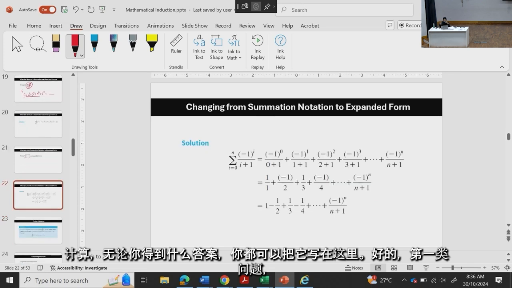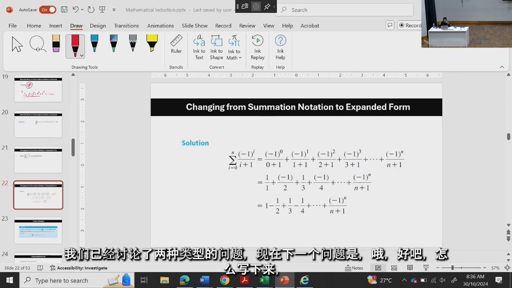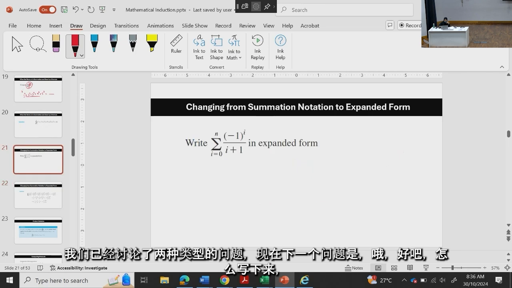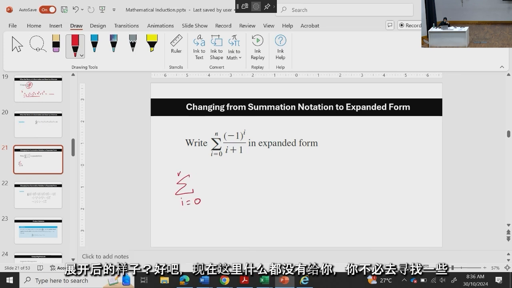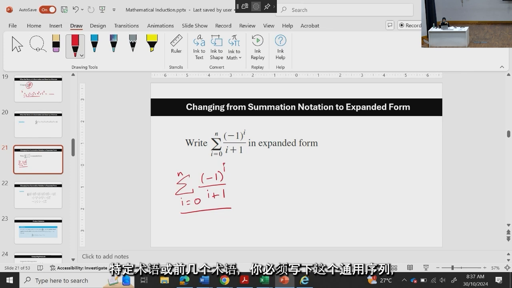So we have covered two types of questions. Now next one is how to write this down in its expanded form. Here nothing is given to you. You don't have to find some specific terms or the first few terms. You have to write down the generic sequence for this.